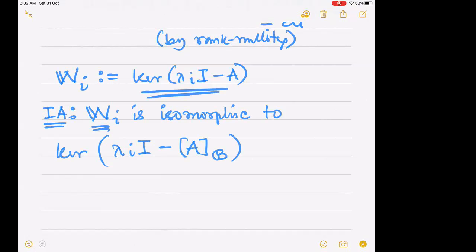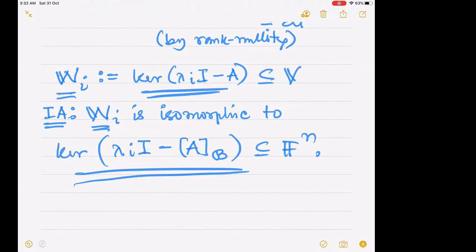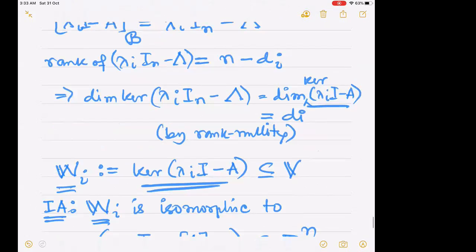This is in general. This is a subspace of V. This of course is a subspace of F to the n. Show that there's a one-to-one correspondence, I mean isomorphism, between this subspace and this subspace. You do this as a part of your immediate attention problem. In fact, it's very simple. It follows immediately from the isomorphism between V and F to the n, the coordinate representation idea.